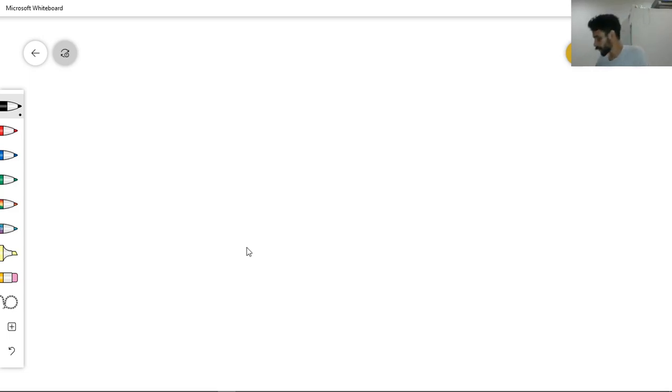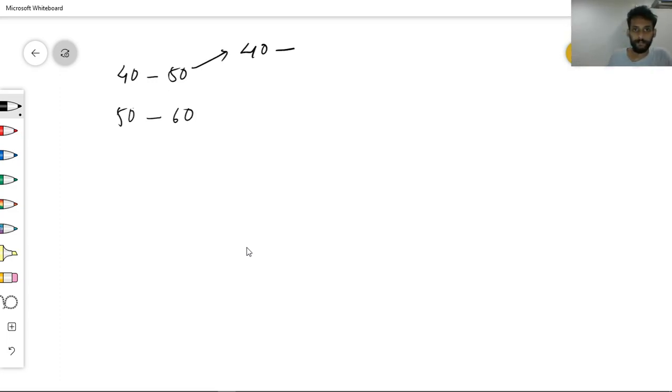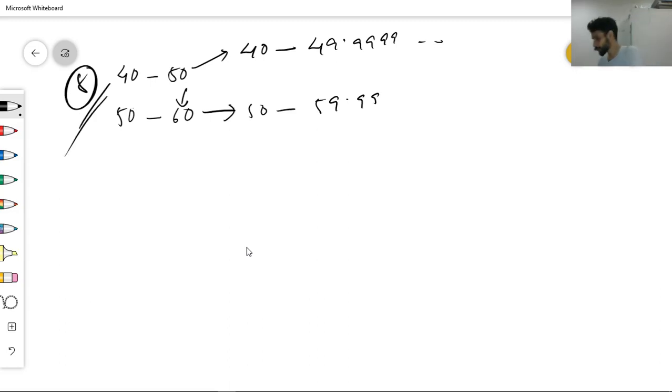Question number 8 is also, now you can do it, I guess. Question number 8, you have to make 40 to 50, 50 to 60. Here what comes from 40 to 49.999. 50 will not come here, 50 will come in this part. It will be 50 to 59.999. Question number 8, you can do it now.